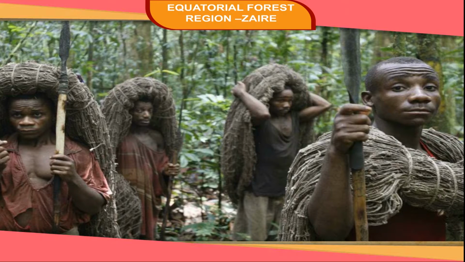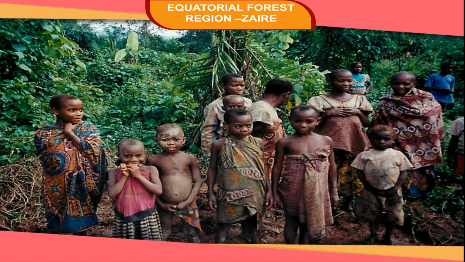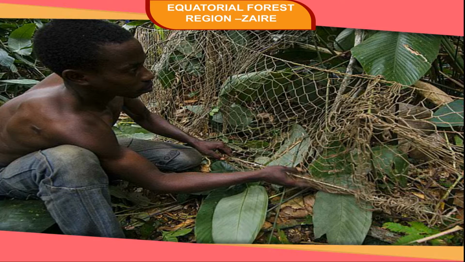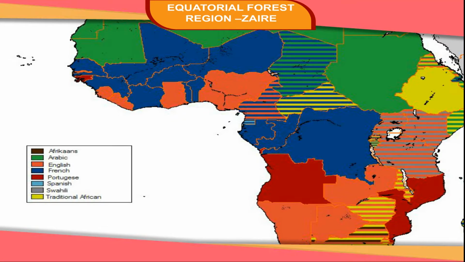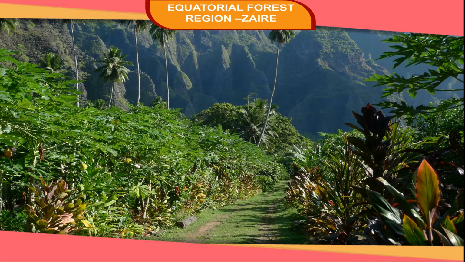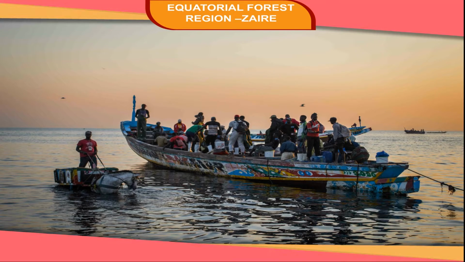The Pygmies are the earliest inhabitants of Zaire. Most of them live in the forests. They are very good hunters. More than 200 languages are spoken in the country. French is the official language. There are 4 African languages spoken widely. These are Swahili, Kikongo, Shiluba, and Lingala.